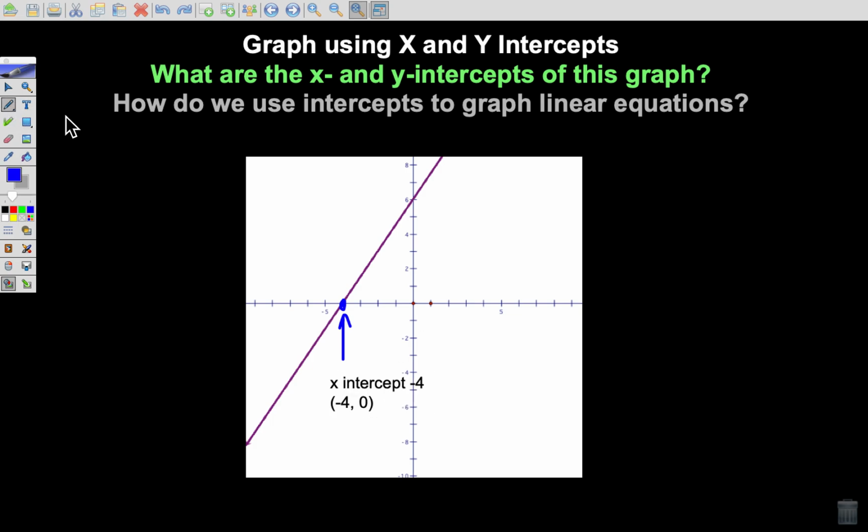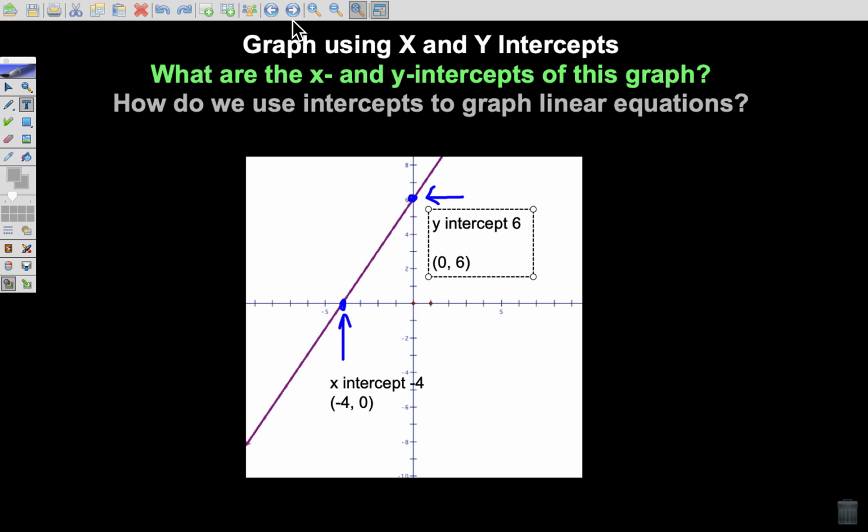Now our y-intercept is the same, except it's along the y-axis. So it's where our graph comes along and crosses or intersects our y-axis. And it's right here, and you can see it's at 6. Okay, it's right there. So our y-intercept is 6. And the point that it gives us is 0, 6. All right, so that's what intercepts mean.